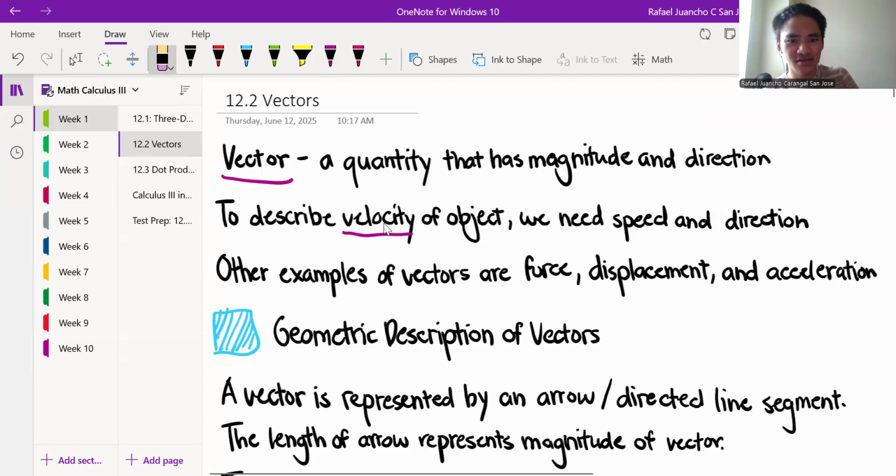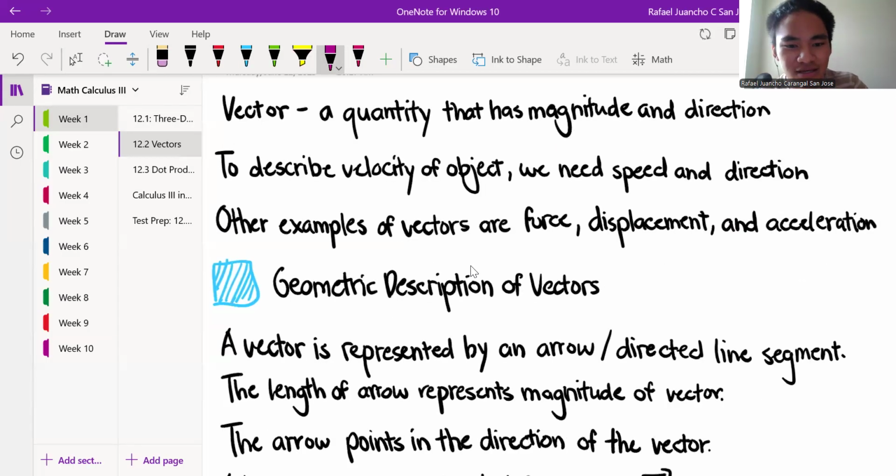And here we have other examples. We have force, which is a vector, displacement, which could also be a vector, and acceleration, which apparently is also a vector. But yeah, I didn't study physics, so you guys helped me with that.